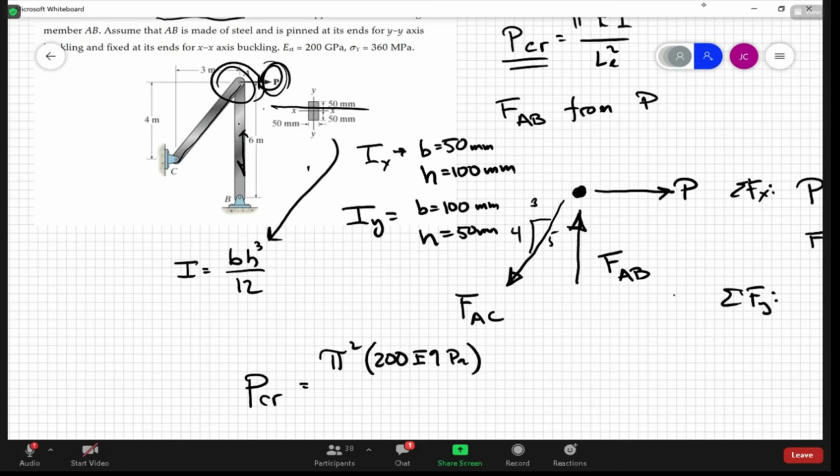Which one's going to be bigger, Ix or Iy? Ix. That's right, because it's height cubed. So Ix is definitely going to be greater. So if this were to buckle, in which plane would it buckle first? The one with the bigger I or the one with the smaller I?